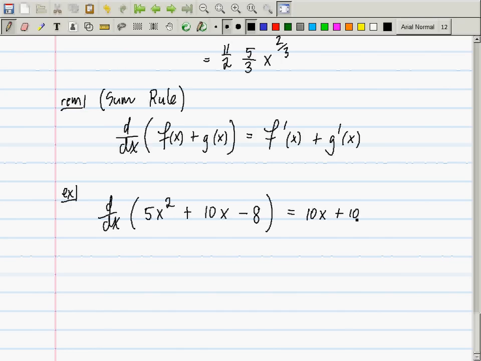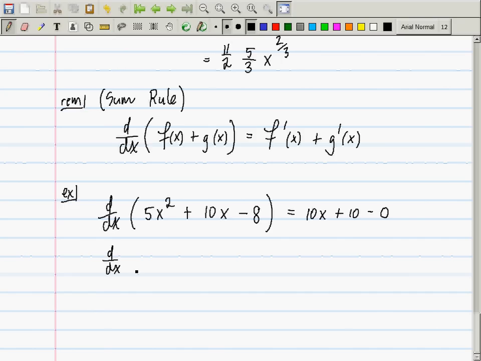Alternatively, you could view 10x as a line. The line 10x has slope 10. So what is the derivative of the line 10x? 10. Good. And then minus 0. I'm writing minus 0 to remind ourselves that the derivative of 8 is 0, because it's a constant.